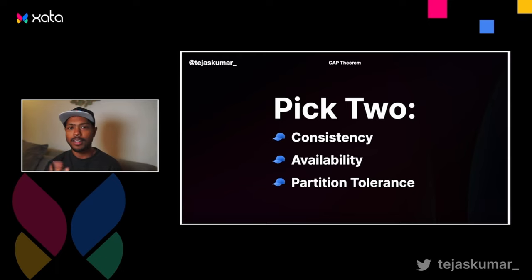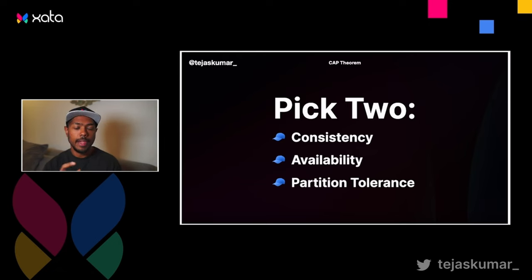Okay? So let's start. Consistency. What does that mean? That means at any given time, your data is accurate. Availability. At any given time, if I send a request for data, I get a response. I do not get a long wait time. I do not get a timeout. I do not get a failed request.